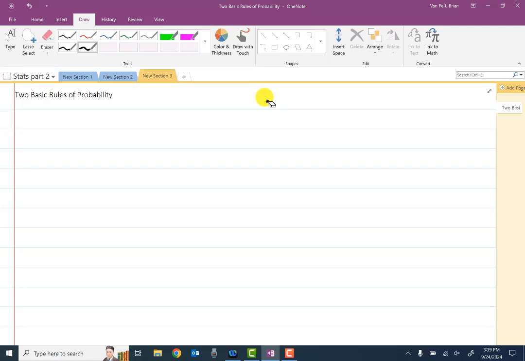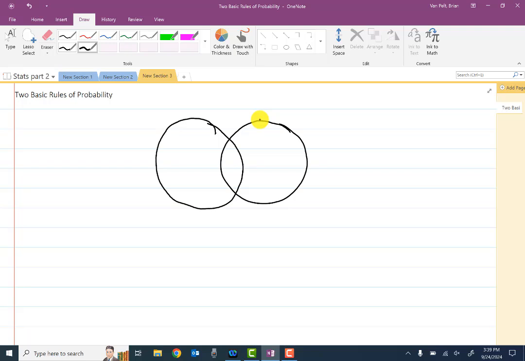We have two formulas to develop in this section. Probably the easiest way to develop them is via pictures. Suppose I have two events. I'm going to call them A and B. This part here that I'm shading in the middle is known as A and B.